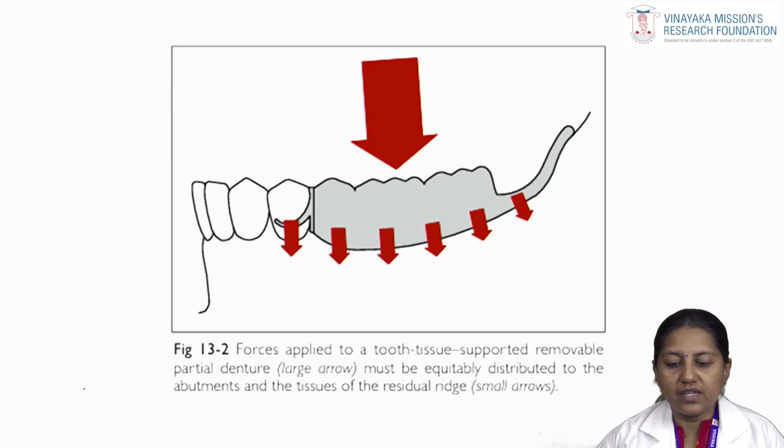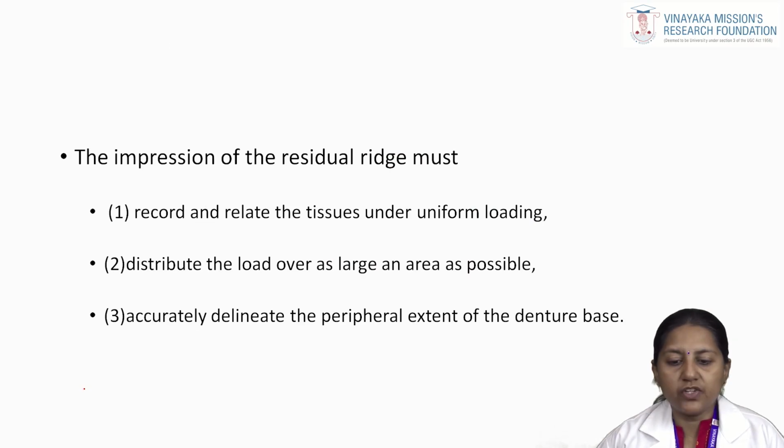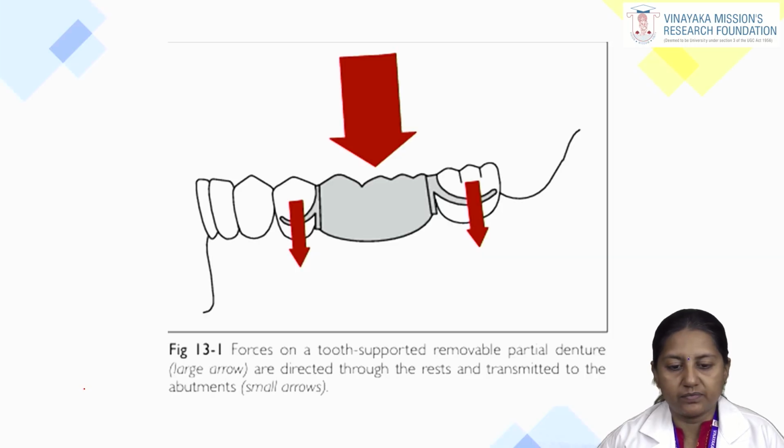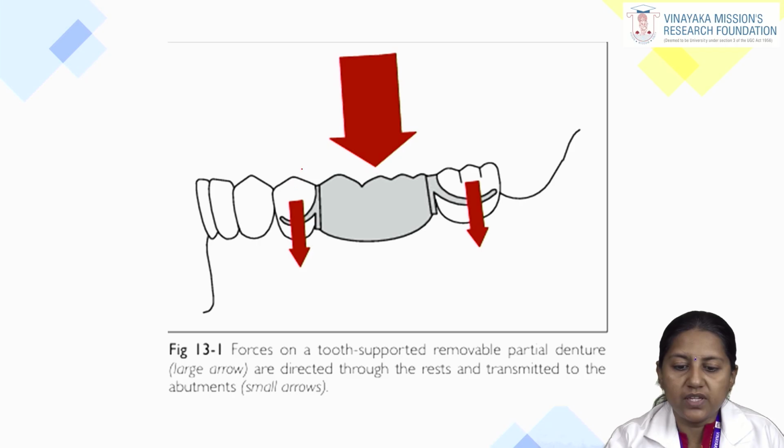In this diagram, you can see that the forces applied to a tooth tissue supported removable partial denture should be equally distributed to the abutments and the tissues of the ridge. The impression of the residual ridge must record and relate the tissues under uniform loading, and it should distribute the load over as large an area as possible, and it should accurately delineate the peripheral extent of the denture base. So, you can see that the forces on a tooth supported removable partial denture are transmitted through the rests. Through these rests, they are transmitted to the abutments.